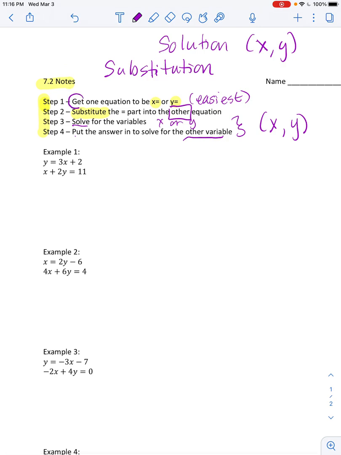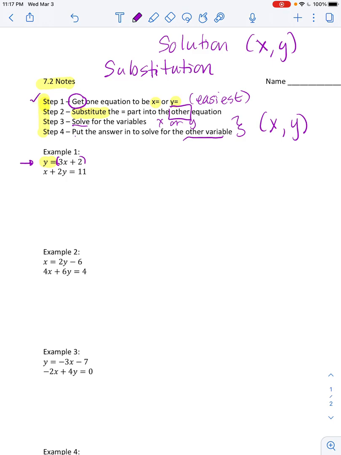Now, this first step, getting one equation to be y equals or x equals, you don't always have to do that step because, for example, here in this problem, the top equation already has y equals something. So the question is, what does y equal? Well, apparently it equals 3x plus 2. Okay, so we already did that step. We didn't have to do anything.